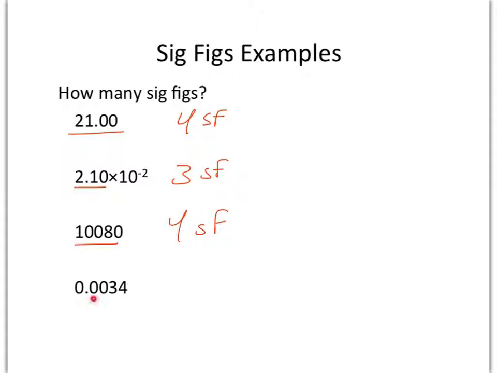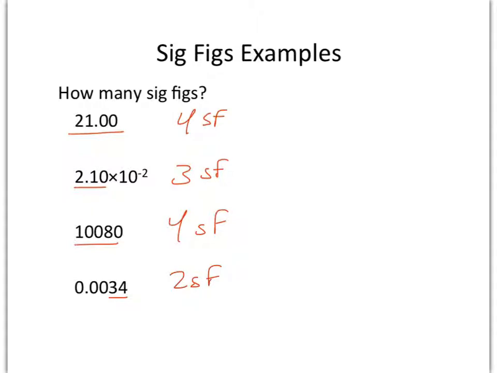And finally, right here, how many significant figures? Well, we've got some zeros to the right of the decimal point, but they're not to the right of any non-zero numbers. There's not like a 1 out here or anything like that. So therefore, they don't count. The only thing that counts is the 3 and the 4. All right, 2 significant figures.